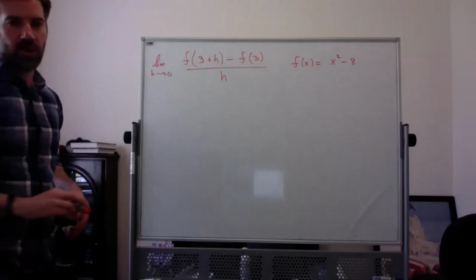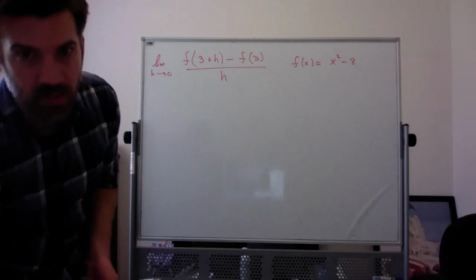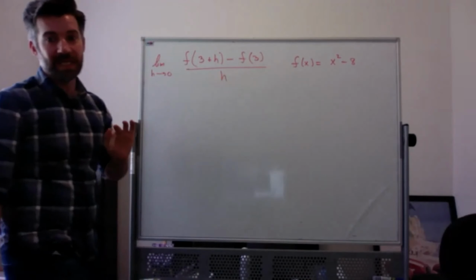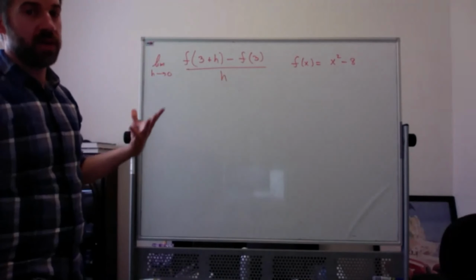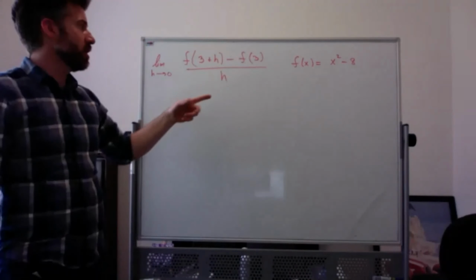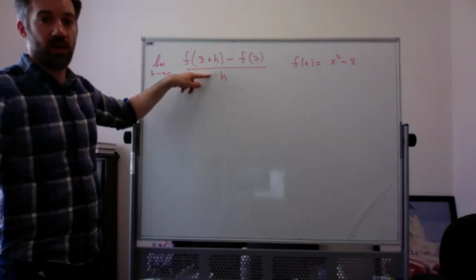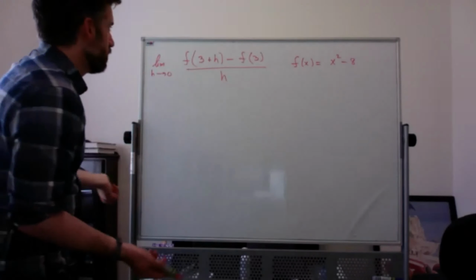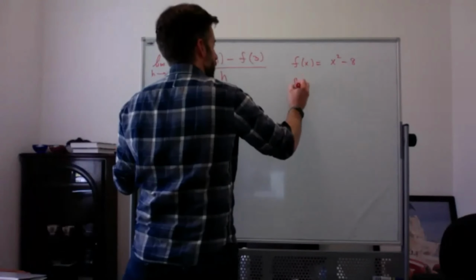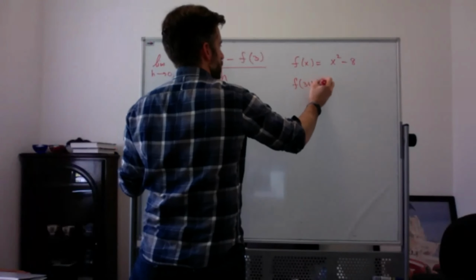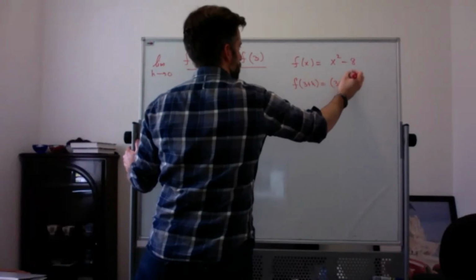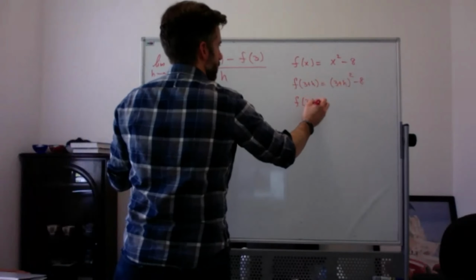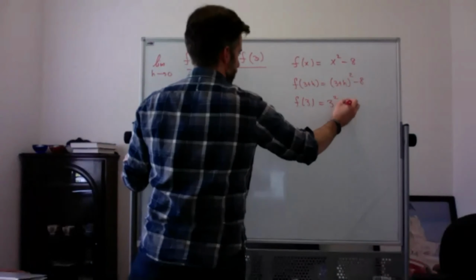So I'm trying to evaluate this sort of expression for this particular function. And here's the idea that's always going to happen. When you evaluate a limit like this of a difference quotient, we should always be able to make this h in the denominator cancel out, which is good because it's going to 0, which would be a problem. So f of 3 plus h is just 3 plus h squared minus 8, which we could simplify, but we're not going to. F of 3 is just 3 squared minus 8. Okay, we can simplify that.